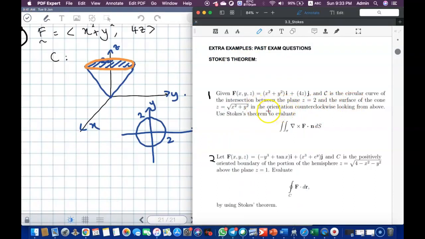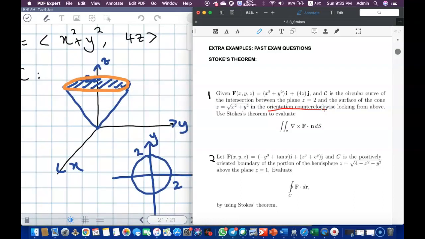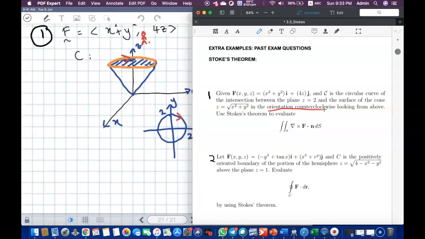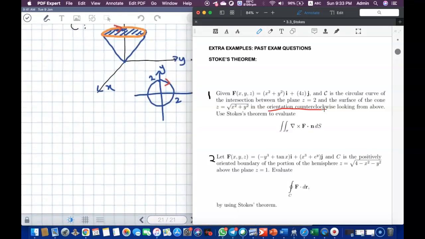So what is the orientation of the C? It is counterclockwise when we are looking from the above. So when you are standing over here, when we are looking down, you have anti-clockwise. So sorry, orientation clockwise. So clockwise direction. Okay. So now the question is, using Stokes theorem, you need to evaluate.